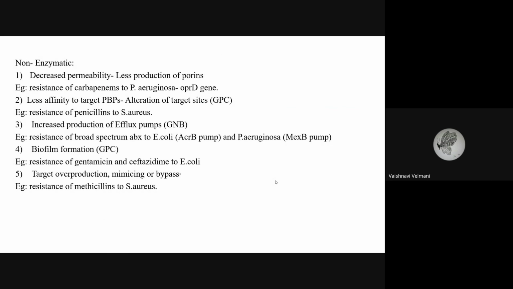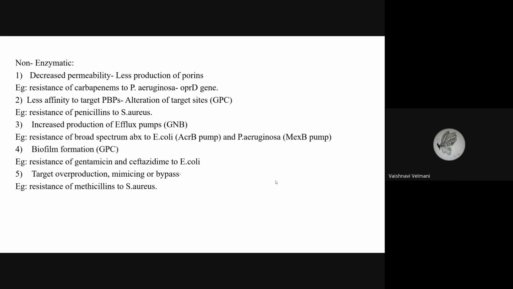Now the non-enzymatic mechanisms of resistance. We already saw the mechanism of action. The antibiotic needs to enter the bacterial wall and then bind with the protein, the pink structure we already saw, the penicillin binding protein. How does resistance occur? First, if the antibiotic can't enter the bacterial cell, there is decreased permeability. Then, if the antibiotic enters the bacteria but can't bind with enough affinity to the penicillin binding proteins, that also causes resistance. And if it enters the bacteria but the bacteria throws the drug out, that also causes resistance.